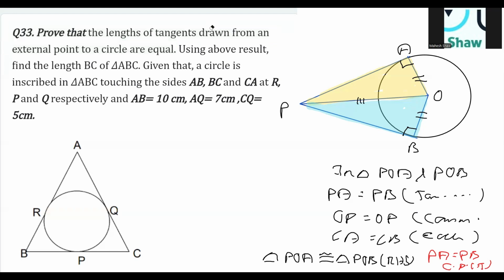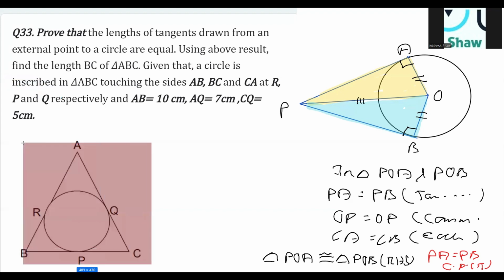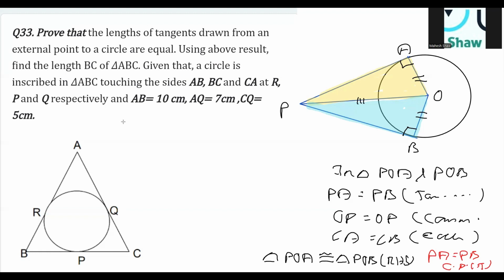Let's see what they're asking in the next part. In the later part, they are asking that using this, right, we have to use this property, that tangents from the same exterior point are equal. We are given a circle, and the circle is inscribed in the triangle ABC, touching the sides AB at point R, BC at P and CA at Q. These are the points of contact. We are given the lengths of these sides here.